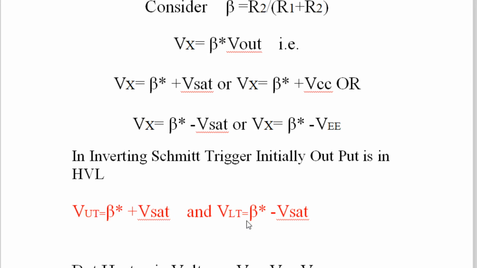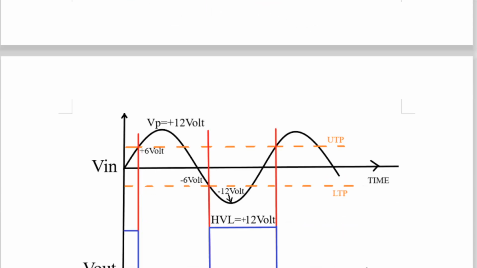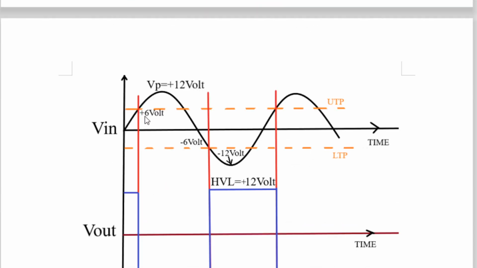And what is the lower trigger point? Exactly the same, but instead of plus Vsat it will be minus Vsat. So VLT means lower trigger point. If the output is in LVL, the point at which the output goes to HVL is the lower trigger point, which is beta into minus Vsat. Minus Vsat is minus 12 volt, and beta is half because we have taken R1 equal to R2. So the lower trigger point is minus 6 volt, and we have studied that from the graph also. Upper trigger point is plus 6 volt, lower trigger point is minus 6 volt.